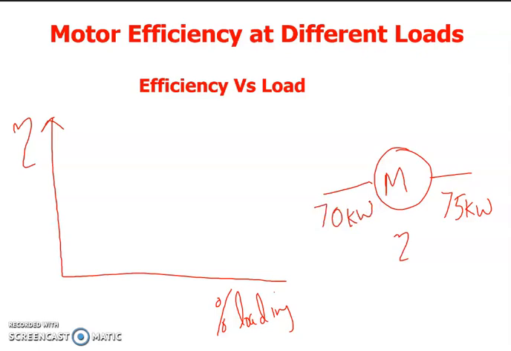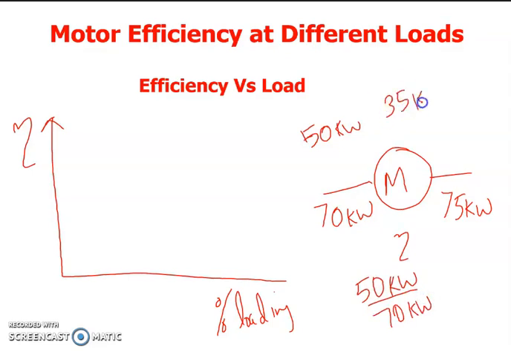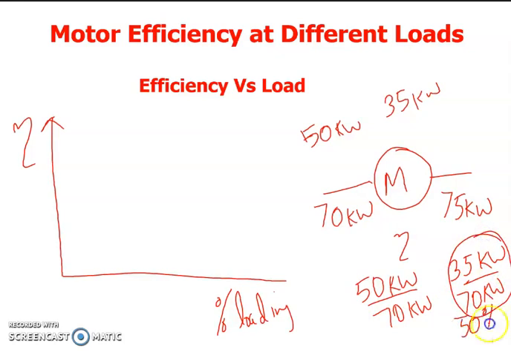Now just imagine that this motor is operating at 50 kilowatt. The 50 kilowatt is the input power which is taken by the motor during its operation. So loading is nothing but 50 kilowatt divided by 70 kilowatt. And if the motor is taking only 35 kilowatt, the motor loading is nothing but 35 kilowatt divided by 70 kilowatt. So here it is around 50% loading of the motor.